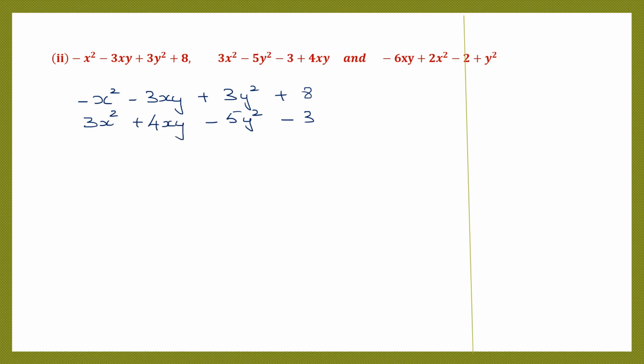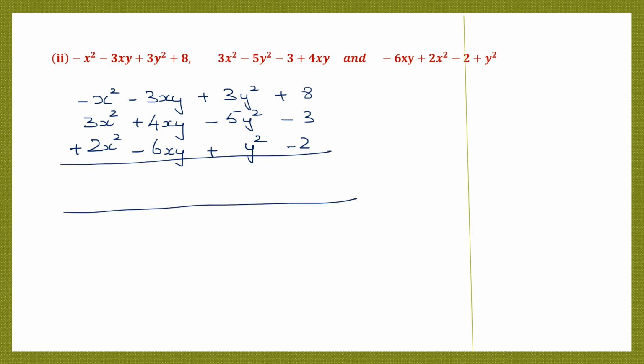The last one: minus 6xy plus 2x square minus 2 plus y square. Okay, we have all our polynomials there. Now let's start our addition. Before that, see what's missing. So here we have 1 missing.